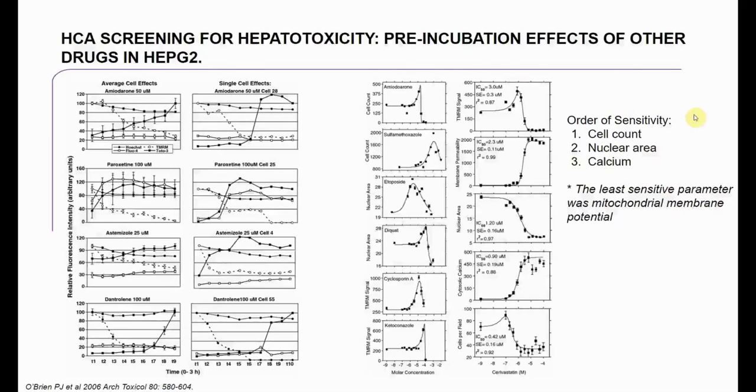So when we look at the various different measurements that were being used, of the 4 different measurements, the highest sensitivity one was cell count, and then nuclear area, and then calcium. The least sensitive parameter seemed to be the mitochondrial membrane potential.